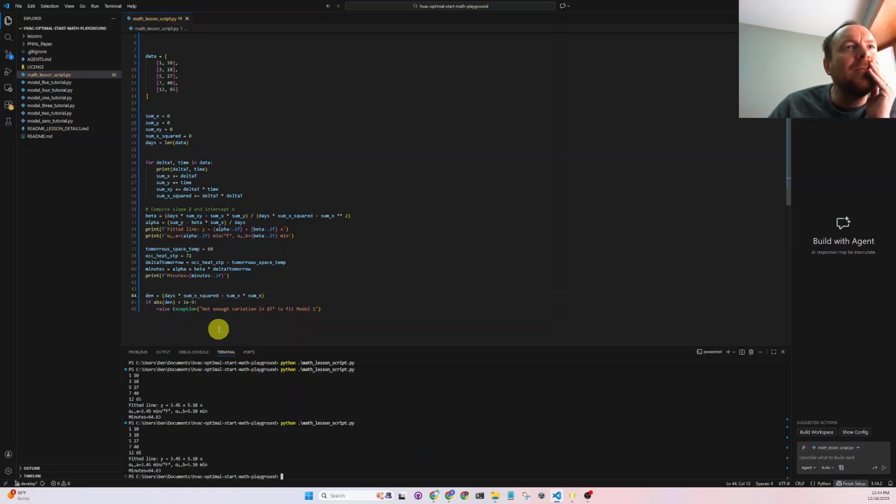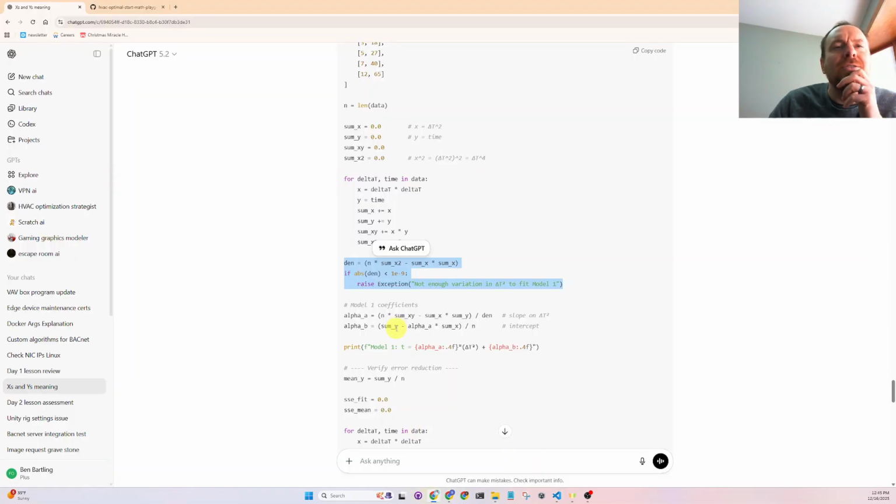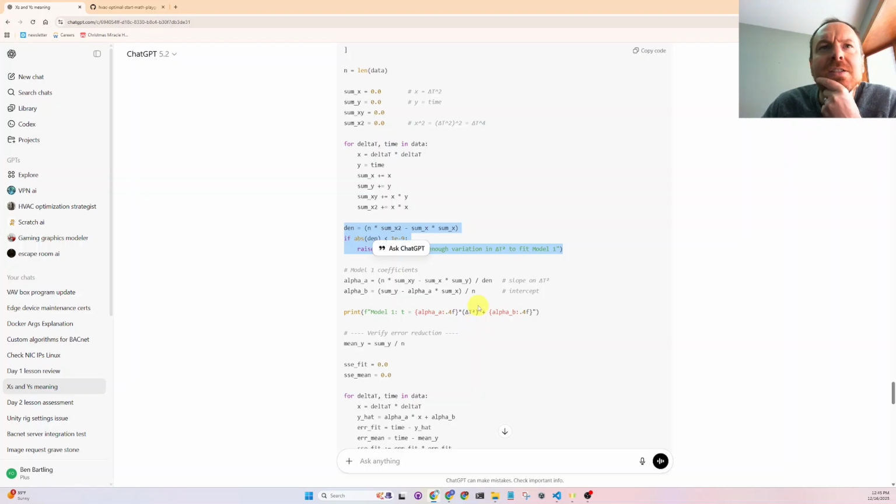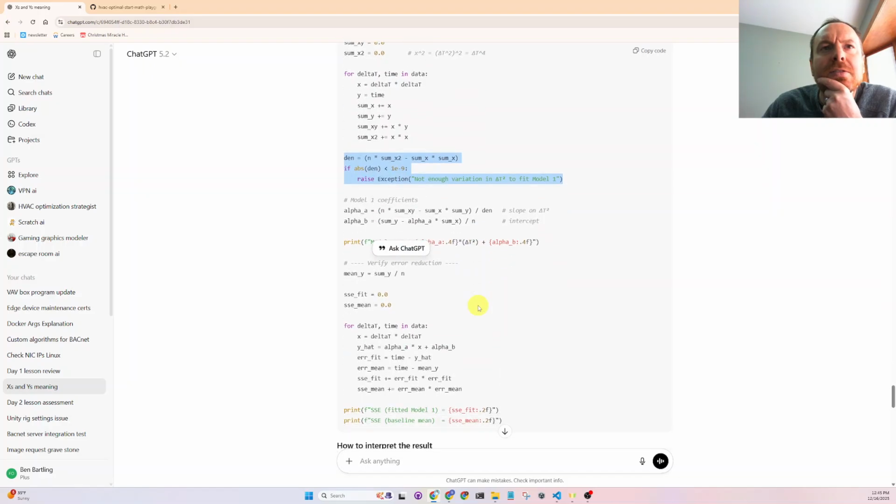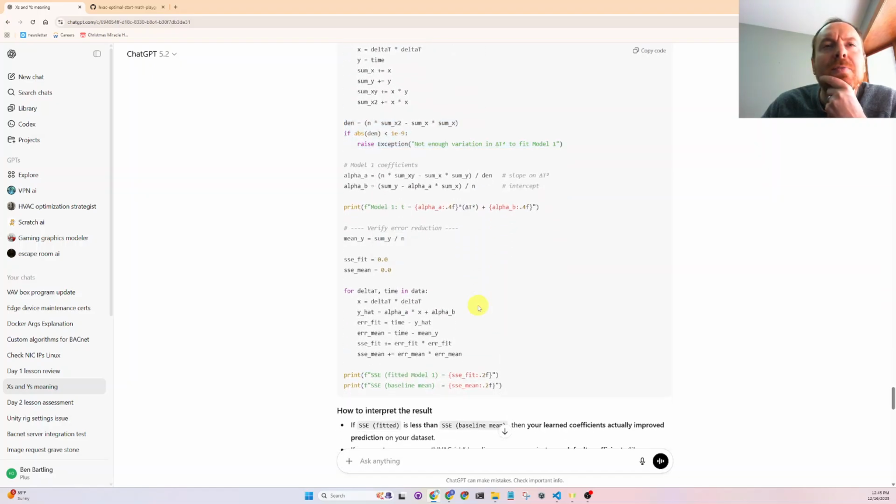All right, so we passed this test. If this test failed by not enough variation in the temperature or delta temperature squared, the program would exit early. So what else do they do here? So we solved this, alpha A and alpha B.